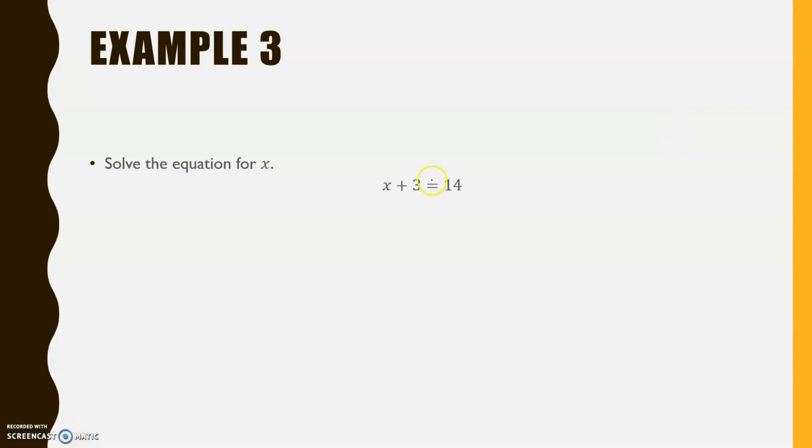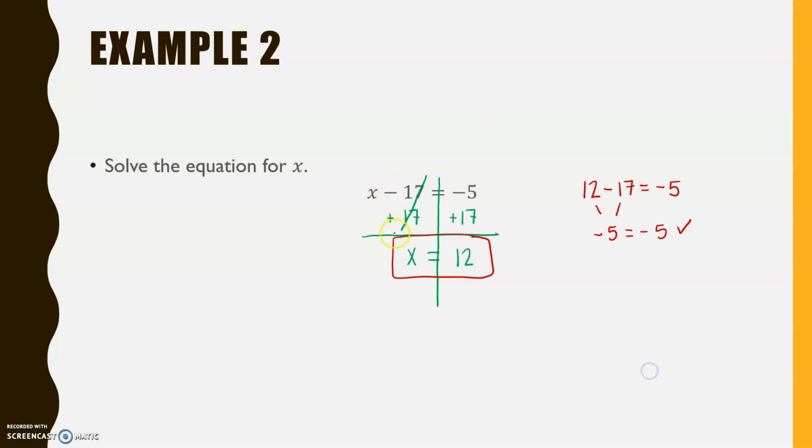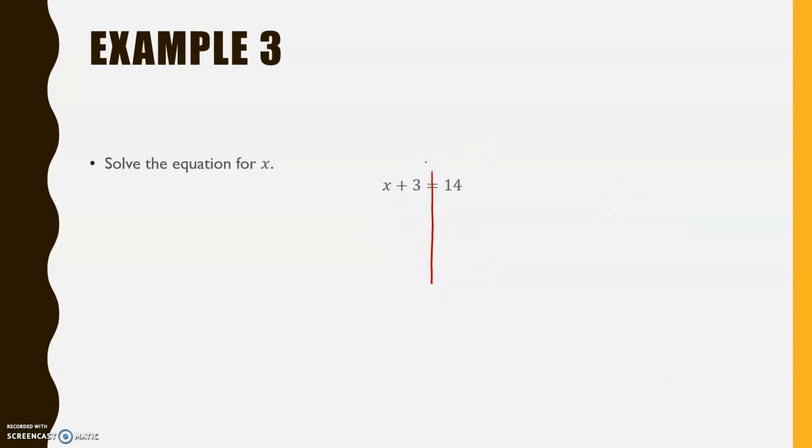All right. Drawing my line. Now I have x plus 3. Since this is a plus, I want to do the opposite. On the last two I've been adding, but that's because plus is the opposite of minus. So now minus is the opposite of plus, so I'm going to subtract 3 from both sides. And I get x equals 14 minus 3 is 11.